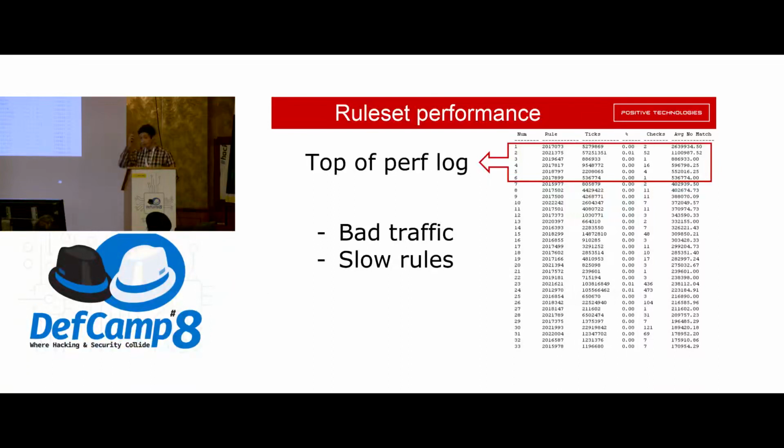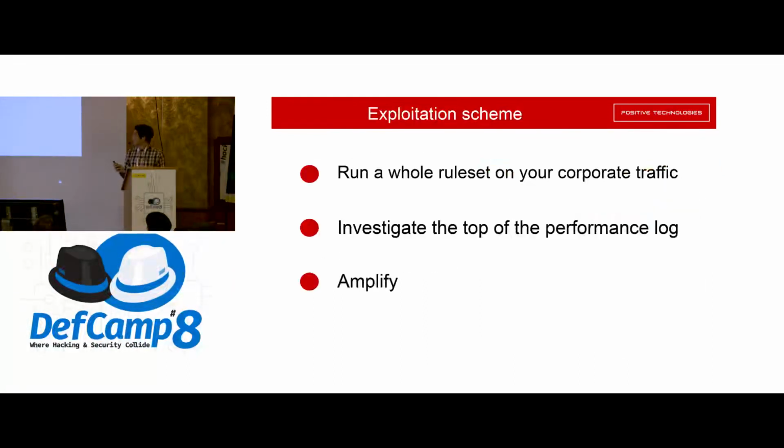So why does this happen? Exactly because a slow signature meets bad traffic. So we suppose an exploitation scheme where we try to amplify this effect of slow signature within bad traffic. We believe that these 3 little steps will help us to put an IDS system into a denial of service state.